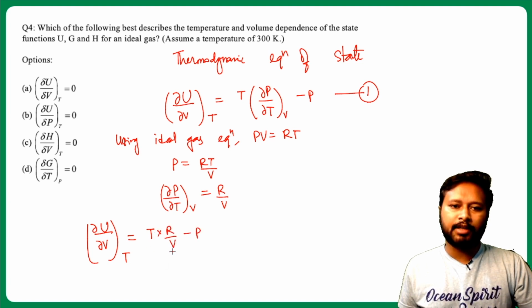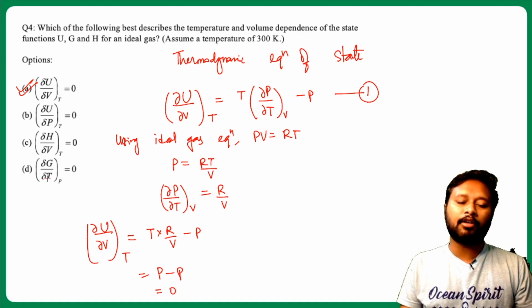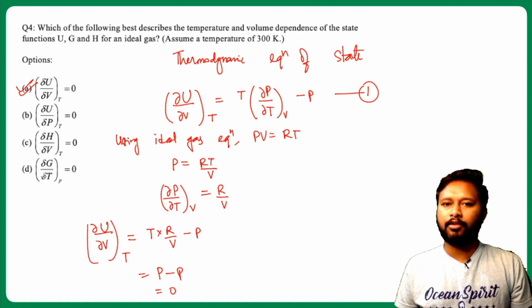P. Now this TR by V, or RT by V, is nothing but pressure. So you can put pressure here. Pressure minus pressure makes it 0, and that's why option number A becomes your correct choice. You can try it on the other options also, but others will not happen like that.